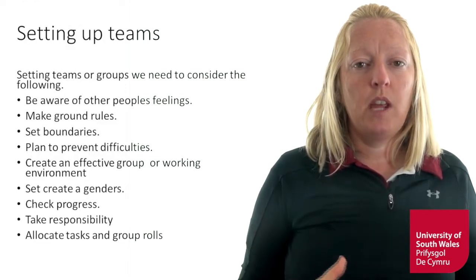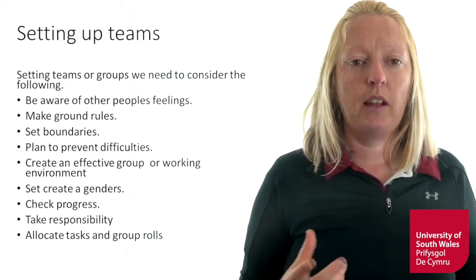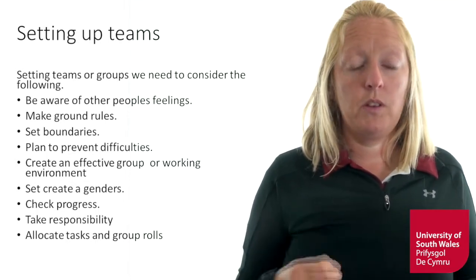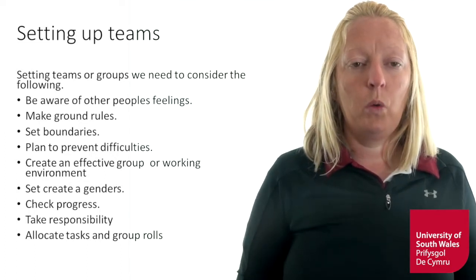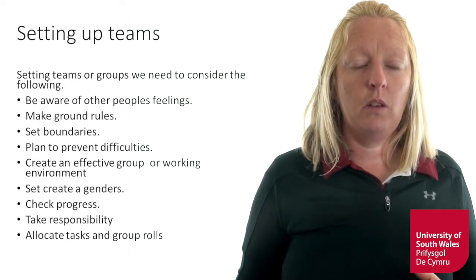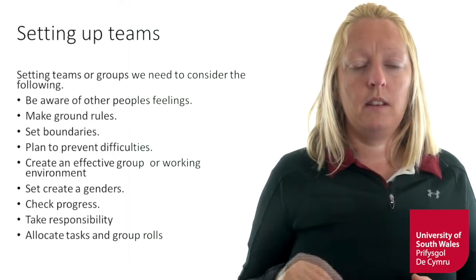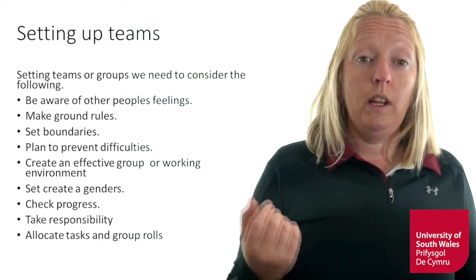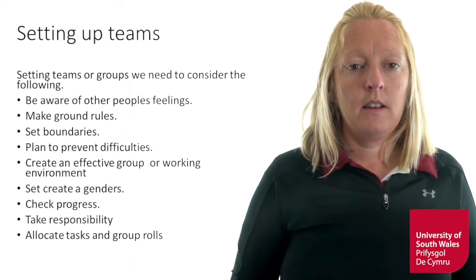So once we've set up a group or team, we need to make sure we consider the following. We need to be aware of other people's feelings, so having a bit of emotional intelligence. Possibly make some ground rules and set some boundaries around what that team and group are going to be doing. So that common goal, purpose, and set targets, and how we're going to work with each other. We're going to plan. So having a clear plan is going to prevent those difficulties. Setting out clear targets, roles and responsibilities is going to stop that kind of conflict and difficulties. We need to create an effective group or working environment. So doing those key things is going to ensure that.